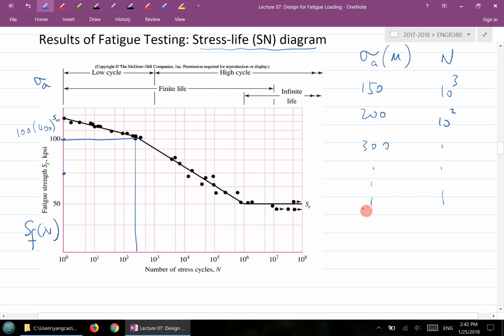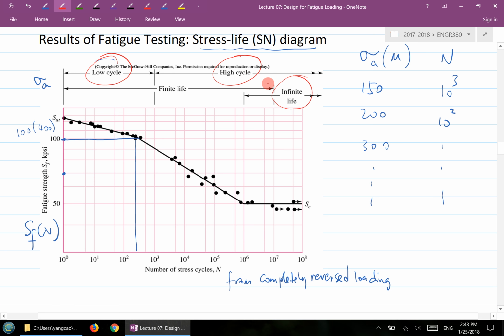But I need to also emphasize that this is the result from completely reversed loading. And second of all, from this diagram, we can see it is categorized into different regions. One is called low cycle, and then high cycle. There's also infinite life here.